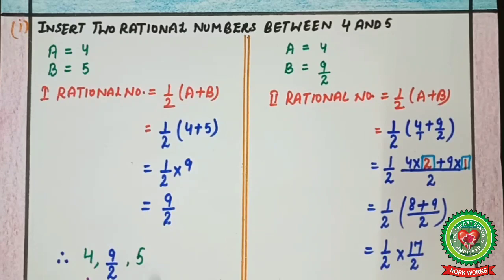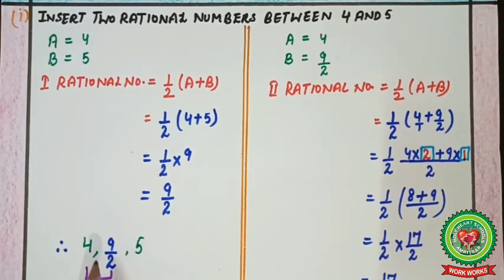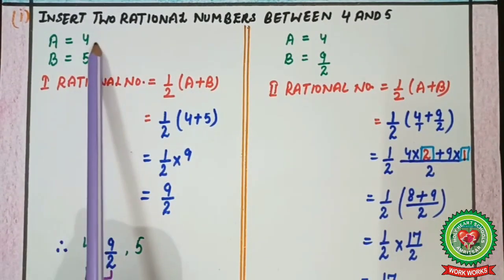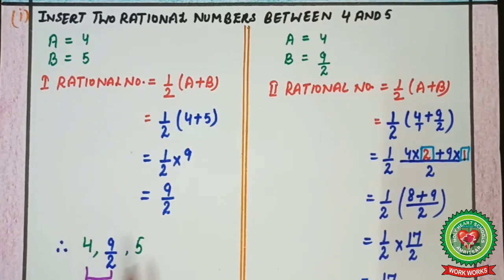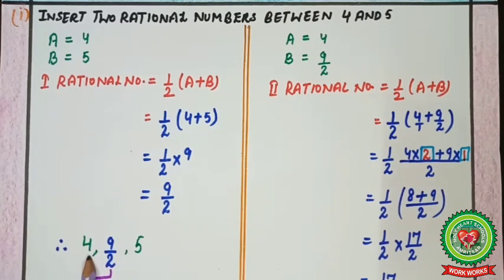So you will insert this rational number between the two given numbers. Which are the two numbers? That is 4 and 5. So you will write here 4, comma, 9 upon 2, comma, 5, because we are inserting this number between the two numbers. You will write this number in between 4 and 5, right?